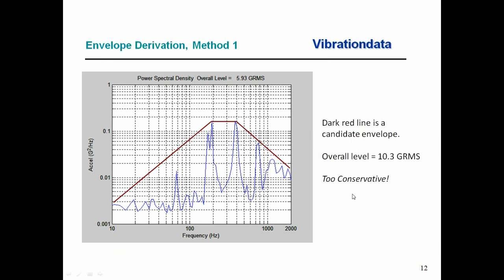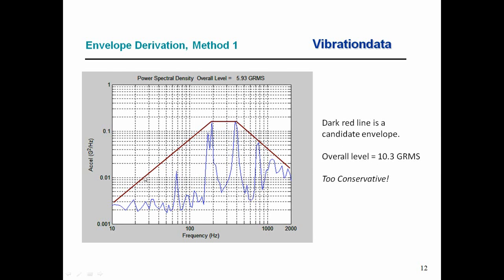So some people might come along and say, well, let's be conservative, and it's really important that we envelope those peaks here. So this is a PSD plot, and we have our flight data. It's still overall level 5.93 GRMS. Now, this curve with the dark red lines here, we'll call that our candidate envelope. Its overall level is 10.3 GRMS.